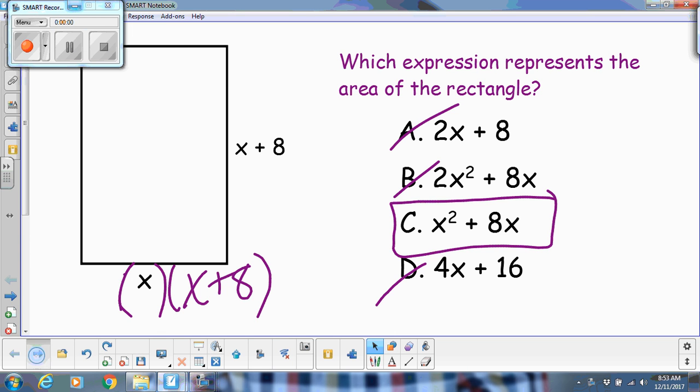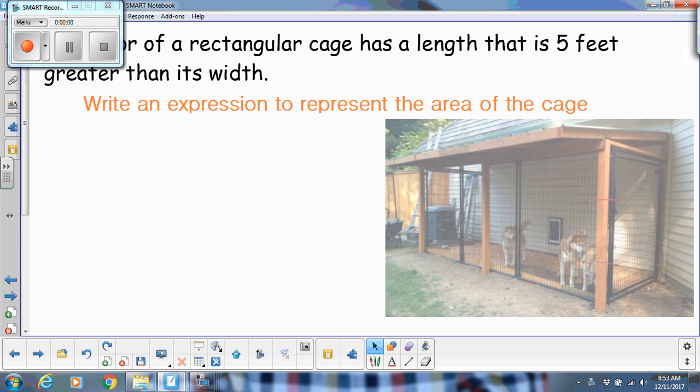All right, so right here, the floor of a rectangular cage has a length that is 5 feet greater than its width. The first thing I'm going to do when I see this is draw a rectangle. Y'all, you're going to have to draw your figures.